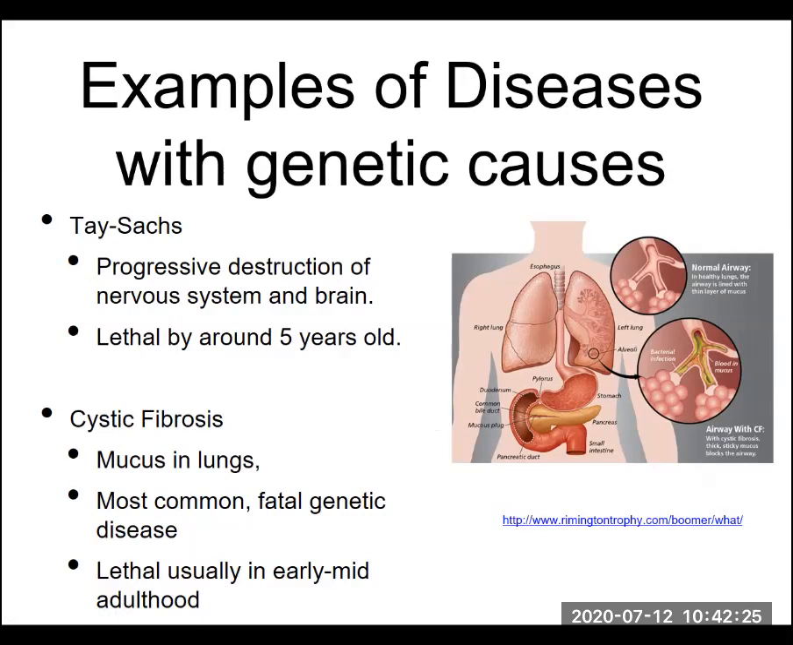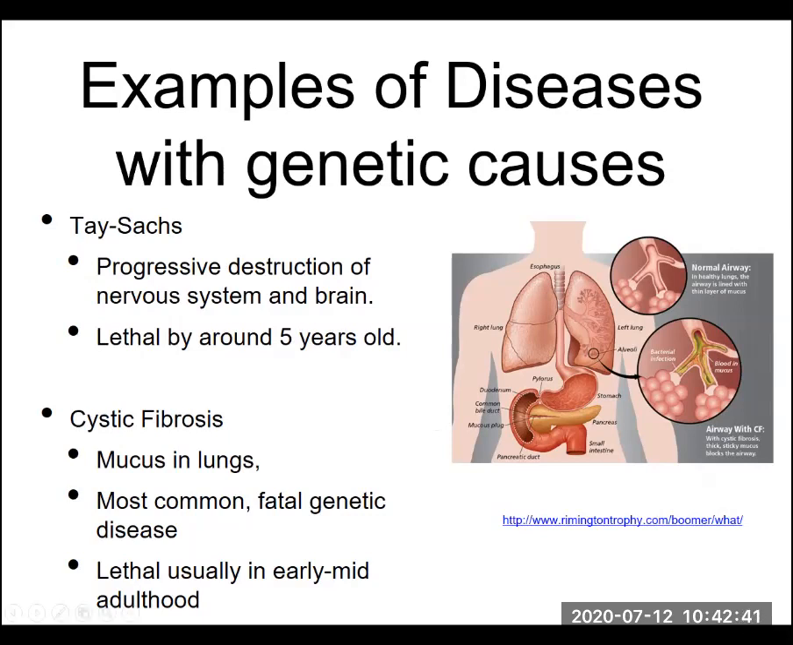Another example is cystic fibrosis, a good, simple genetic disorder. We'll talk about cystic fibrosis as an example later on. Because it is a single gene, it's something that could potentially be affected if we could repair that DNA. And we'll talk about that with genetic recombination later on.